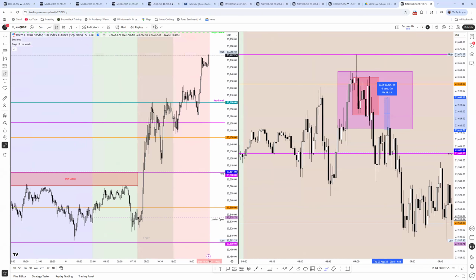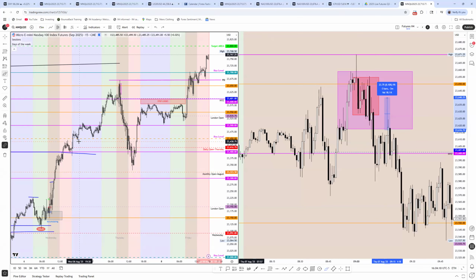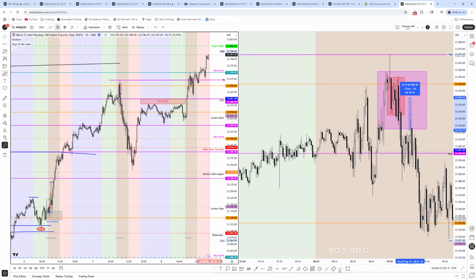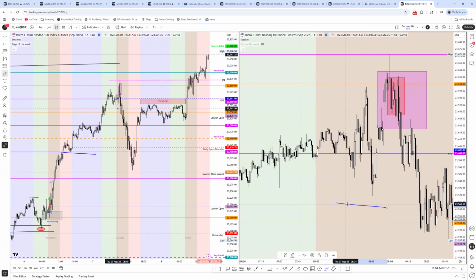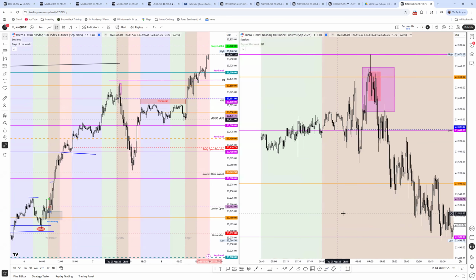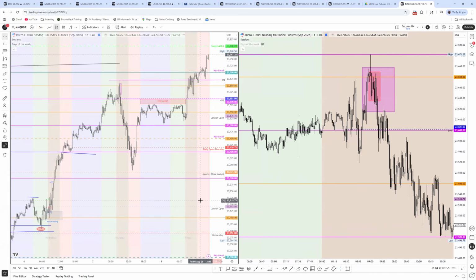So yeah, that's basically when you're going down to the smaller time frame and you're looking for where we were targeting on those shorts, you'll see that it was basically right there on that area on the 5 as well.